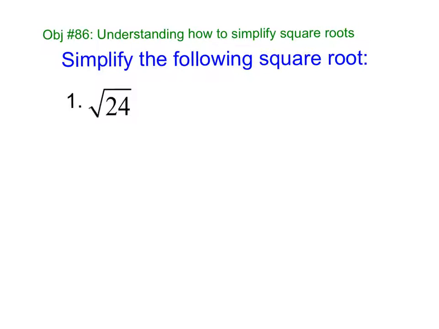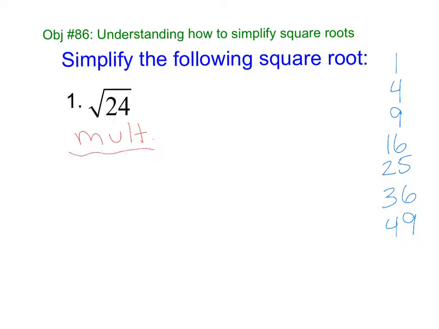All right, so 24. So now think about what your perfect squares are, right? On the side, 1, 4, 9, 16, 25, 36, 49, and so on. So think about which one of these numbers on the side that I listed goes into 24. So here's how I teach this. We are looking for all the multiples of 24. So what pairs of numbers multiply?